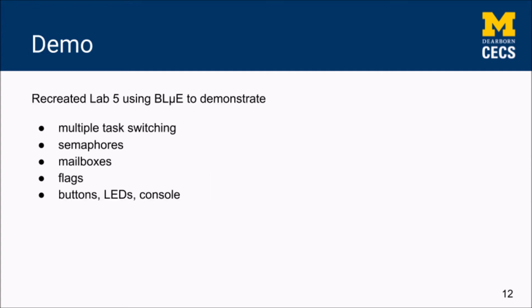To demonstrate our operating system, we recreated Lab 5. This is a lab we were given before this one where we generate random blink rates for the onboard LEDs when the onboard buttons are pressed. It demonstrates the use of mailboxes and flags, and it'll also print the system status information.